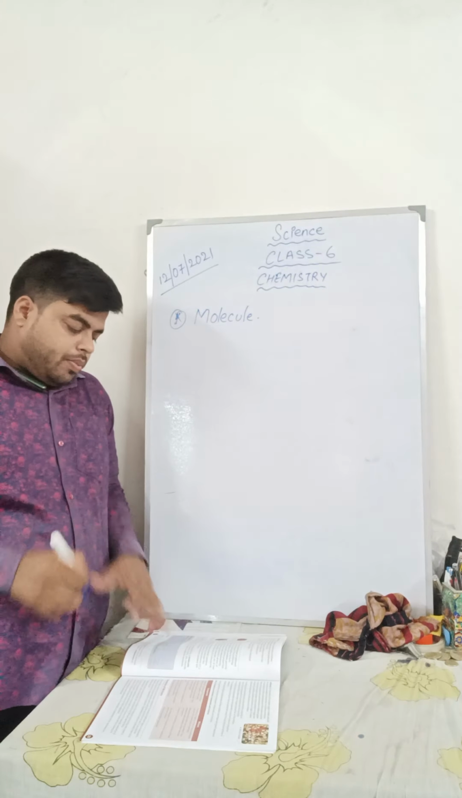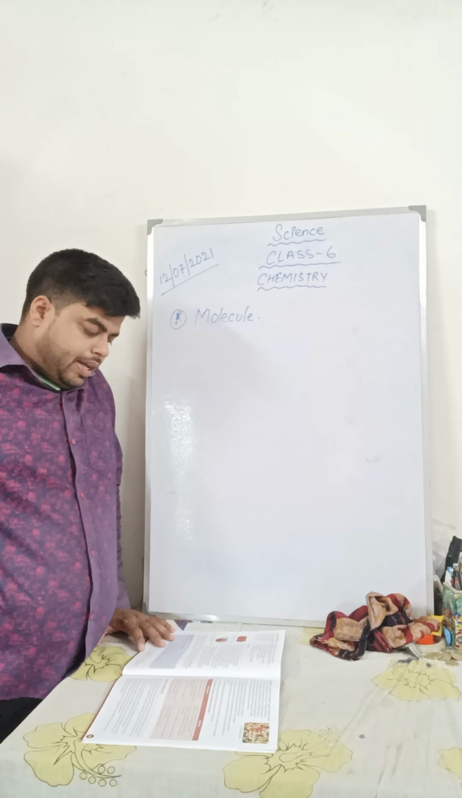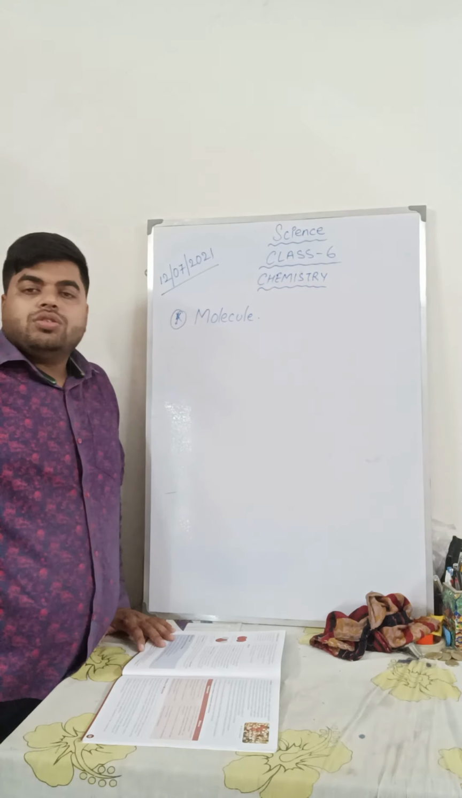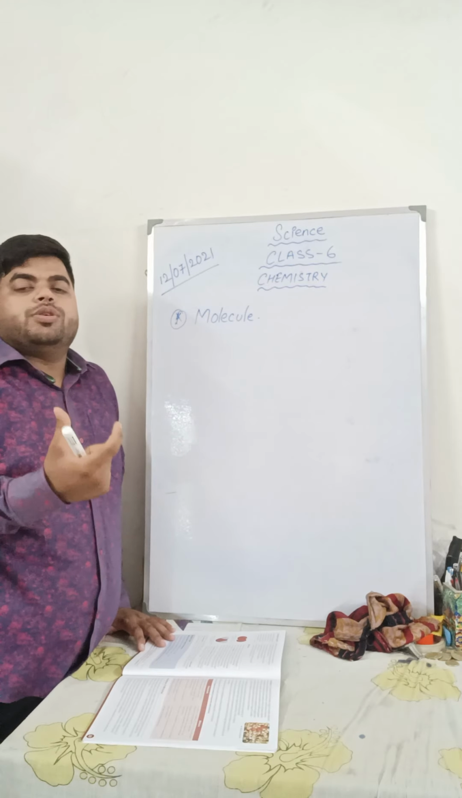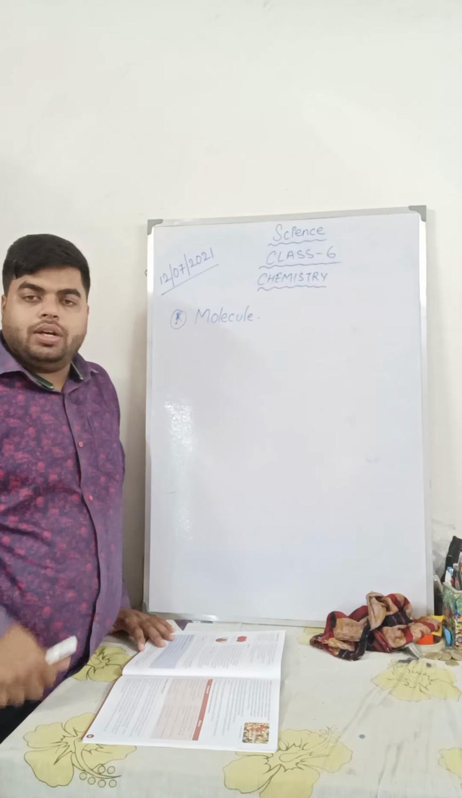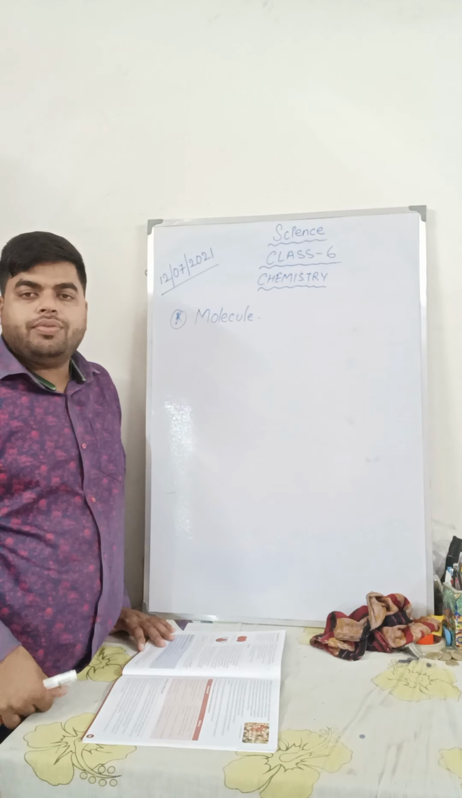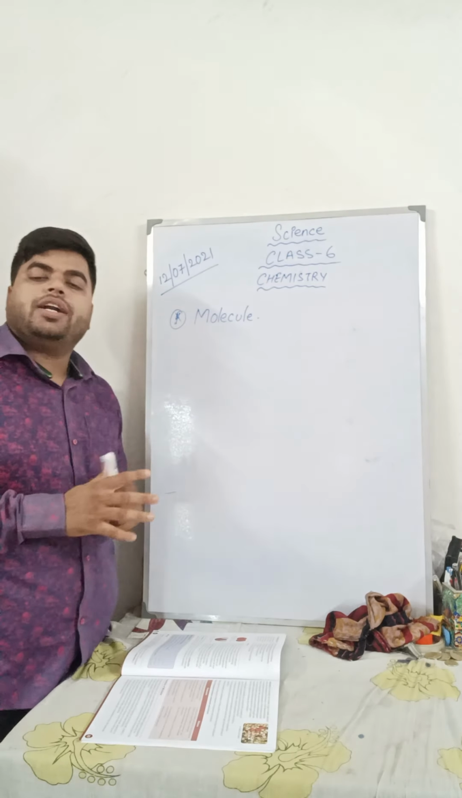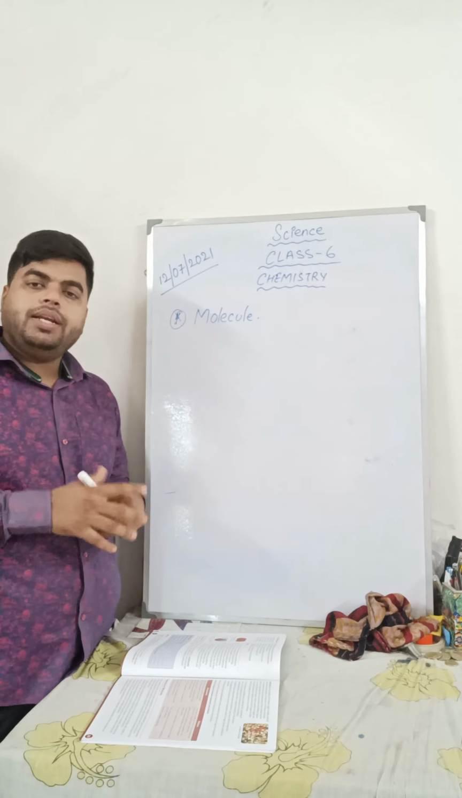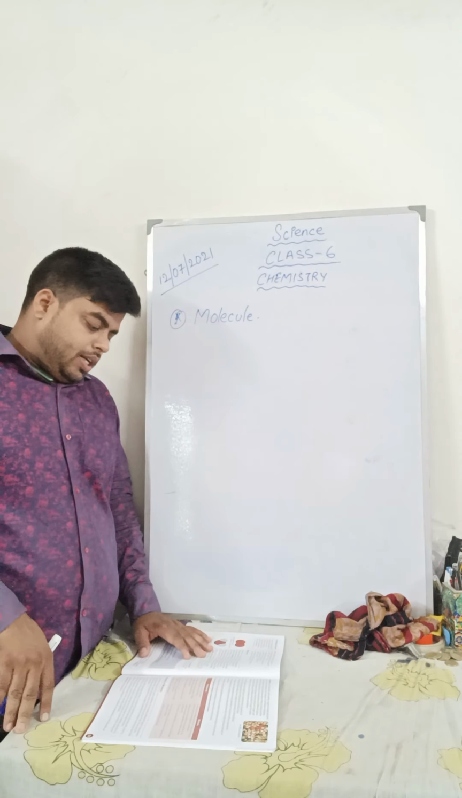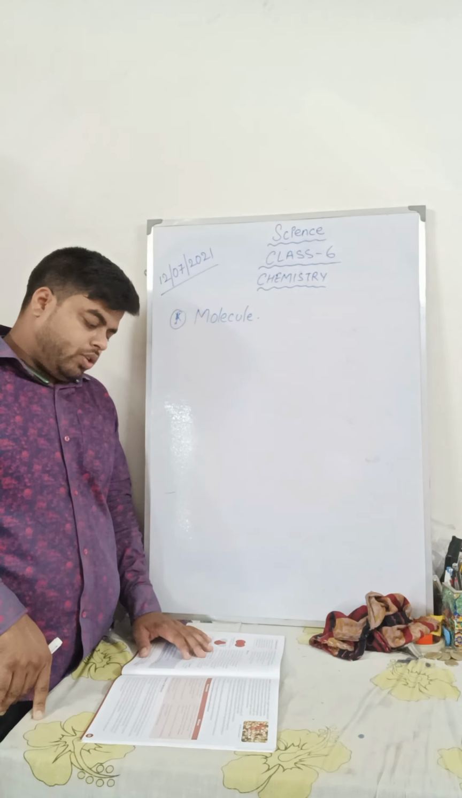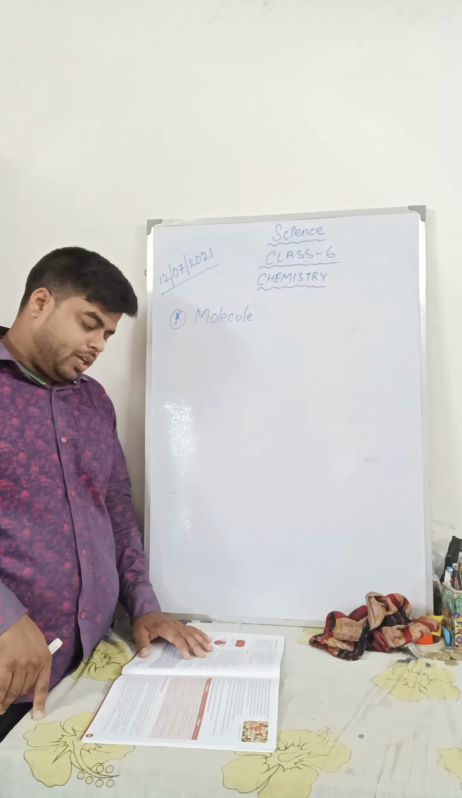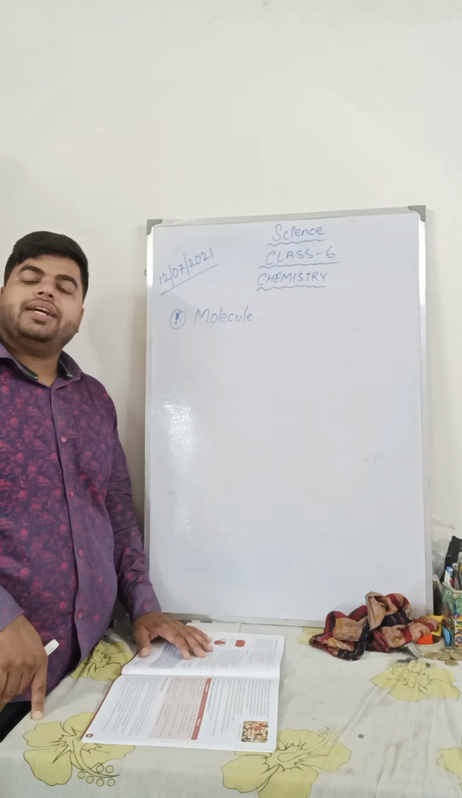Molecule. When two or more atoms of the same element or different elements combine, they form a molecule. So when two or more atoms of either the same element or different elements, like for example an atom of hydrogen and an atom of oxygen, combine, they form one molecule of water. The combining atoms are chemically bound or joined together to form a molecule. A molecule can be defined as the smallest particle of an element or a compound that exhibits all the properties of that element or compound and can exist independently.